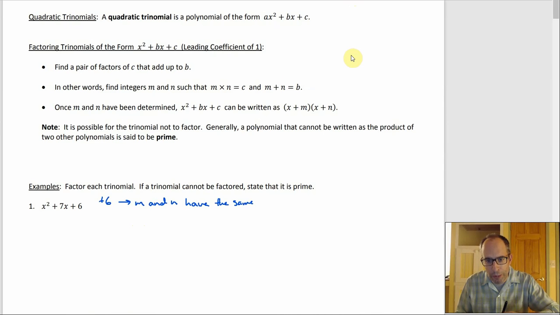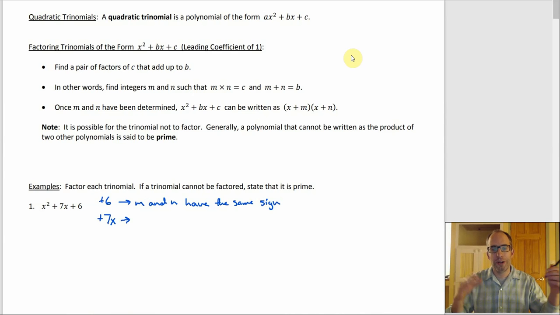So either they're both positive or they're both negative, right? But then if you look at the middle term, that's positive. Okay, well, then m and n must be positive, because if they were both negative, then when you FOILed, you would get a negative coefficient for the x, right? You'd have some negative times x plus some other negative times x. You'd have to get a negative. So that can't work. They've both got to be positive.